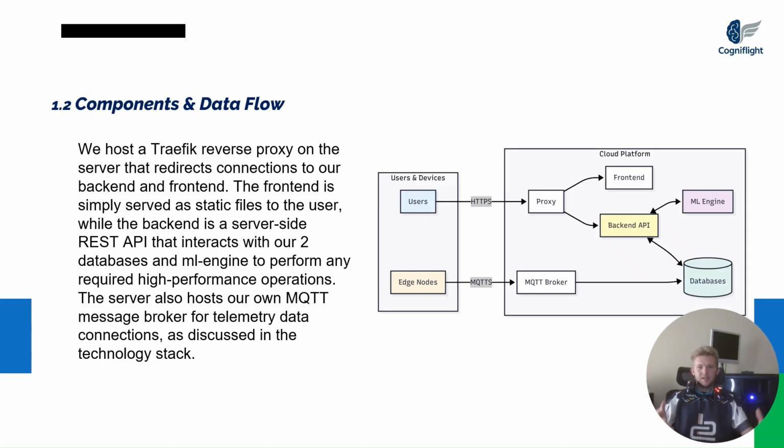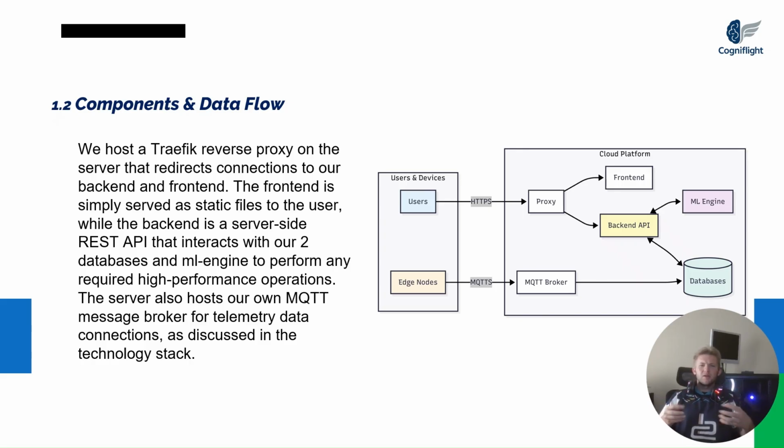Here's how components interact. Traffic reverse proxy sits at the front door, directing HTTPS traffic to our backend or serving the React frontend. The Go backend is mission control. It orchestrates everything. When edge nodes connect via MQTT with sensor data, the broker checks with our backend for authorization. The backend calls our ML engine through JSON RPC for fatigue analysis, stores operational data in MongoDB, while InfluxDB handles the time series telemetry streams through Telegraph.